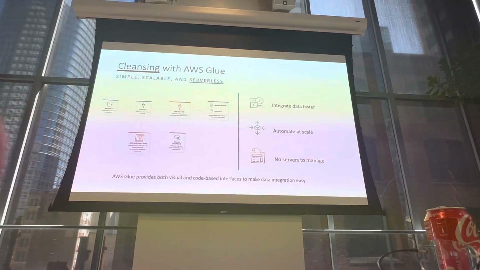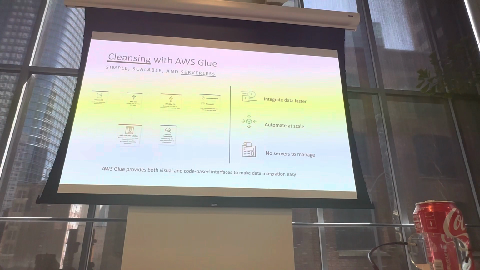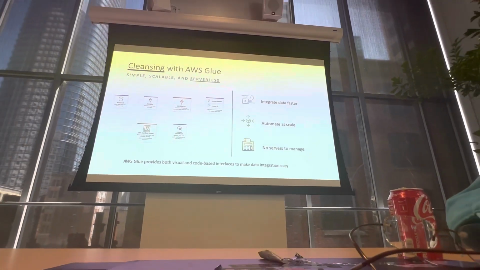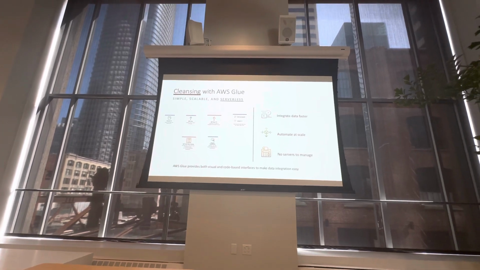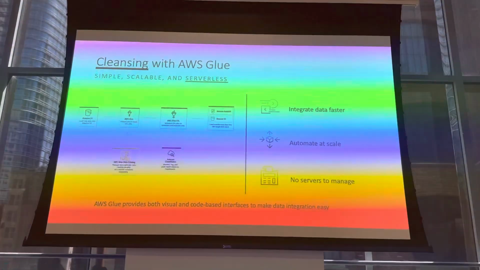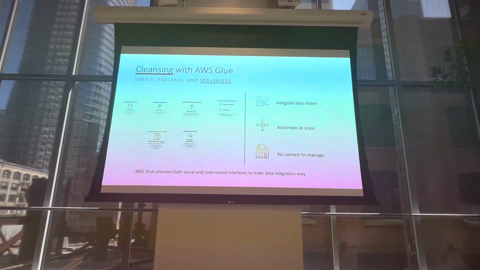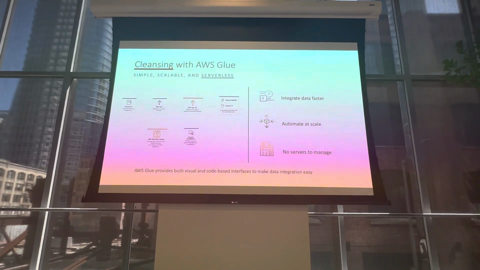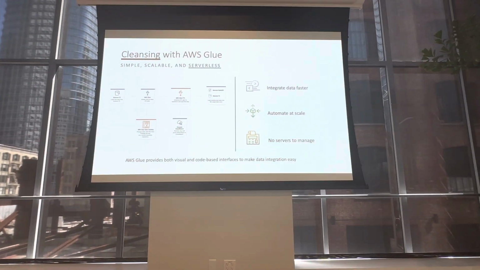So one of the tools, maybe some of you are already experienced with it, is cleansing with AWS Glue. Glue is our managed ETL service, which is completely serverless. It gives you all those nuances you've known for many, many years, how you extract, transform, and load your data set using an ETL tool. And we give you that in the cloud, at scale, fully managed.